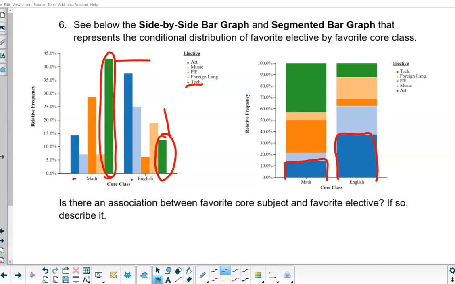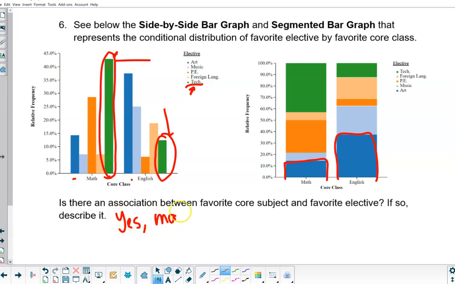So at the end of the last video, we were talking about how the size of the box in this bar here is much higher than this one. So given their favorite subject is math, they are associated with being more, they like technology classes more than an English person would. So anytime these are different, then you would say there's an association. So the question is, is there an association between favorite core subject and favorite elective? If so, describe it. So we would say yes here.